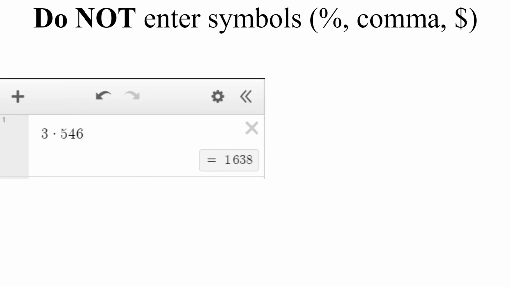Okay, same thing with a comma. If you got a really big number as your answer, let's say 1,638, there's normally a comma after the 1. You don't need to worry about that. You would just put 1638 as your answer. Again, I don't even think the Blue Book app would let you type it in.